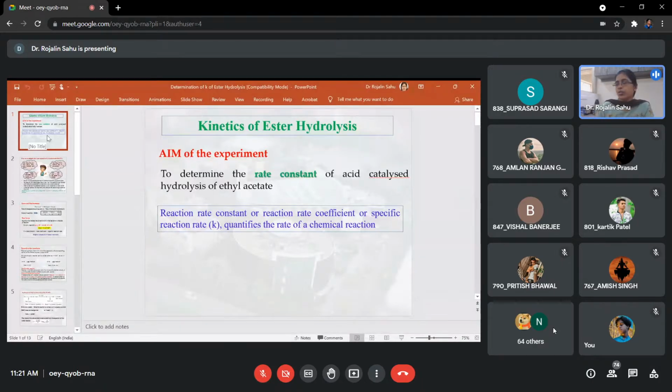First of all, we should know what we mean by kinetics. Here we are determining the rate constant of a reaction, and we are taking the acid catalysis of ethyl acetate in the presence of water. It is basically the reaction between water and ethyl acetate, and here dilute HCl is used as a catalyst to catalyze this reaction.